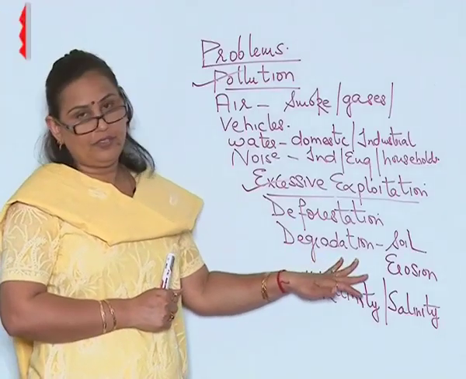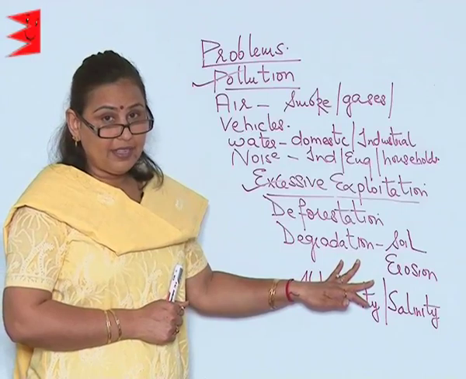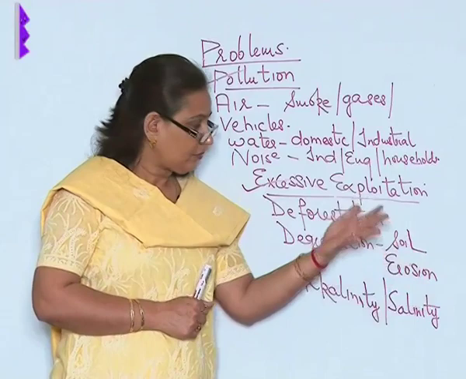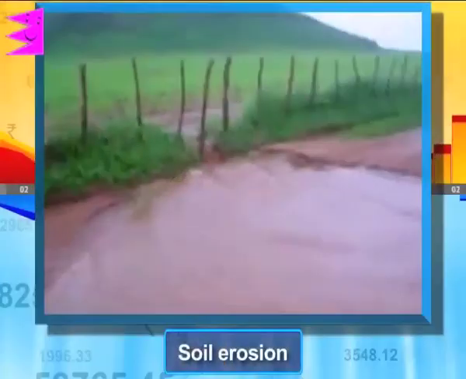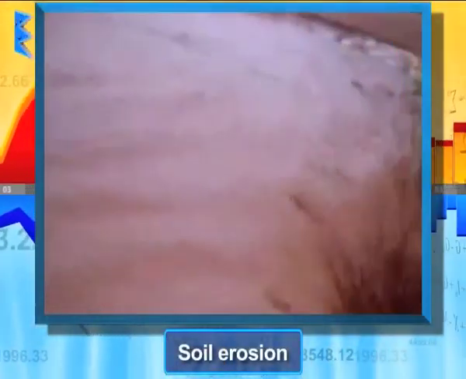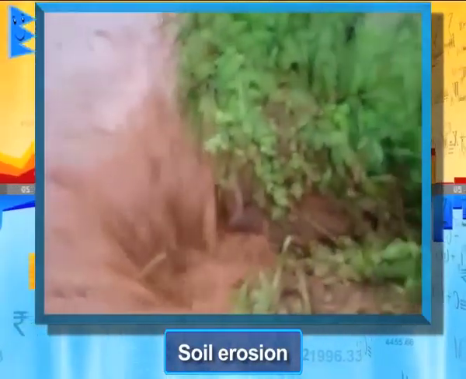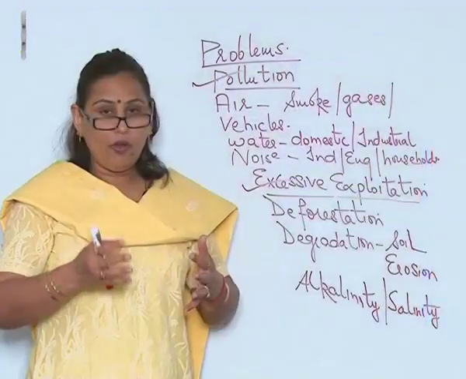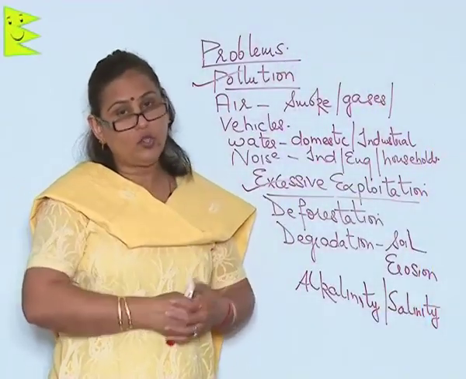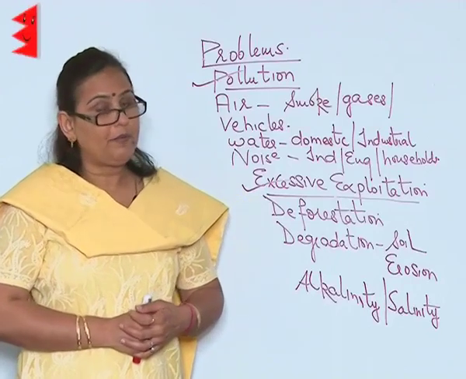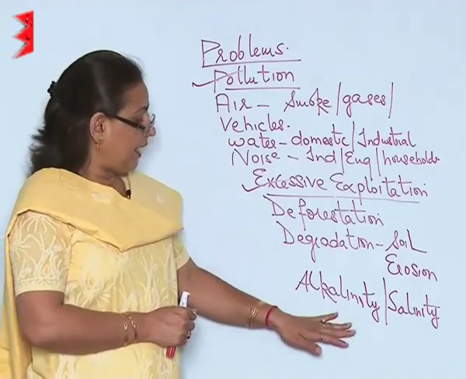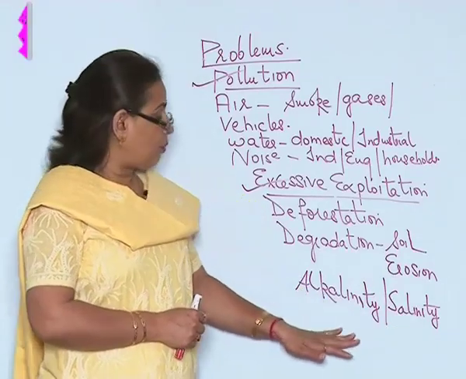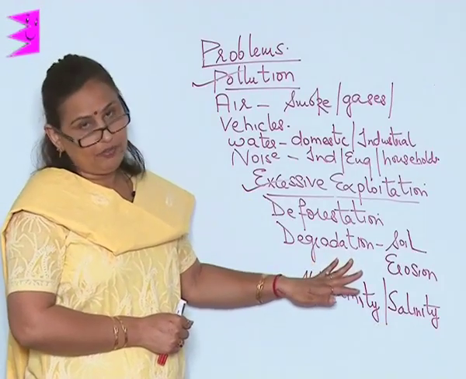Next is degradation. Degradation means the first step of it is soil erosion. Soil erosion is washing off the top layer of the soil, and when soil erosion occurs, it leads to infertility in the soil. There are a lot of changes which occur in the soil which lead to so many problems. And of course, the alkalinity and the salinity of the soil is also responsible for the degradation of the soil.